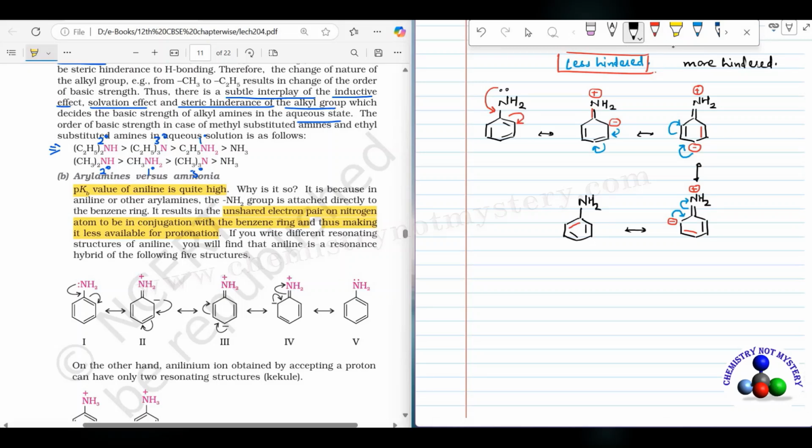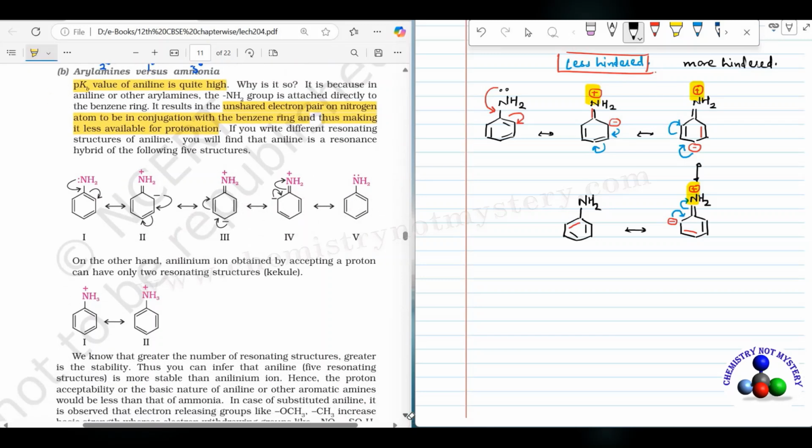So here in these resonating structures you can observe, in most of the resonating structures, nitrogen is devoid of electrons. Nitrogen has positive charge, meaning the lone pair of nitrogen is involved in the resonance of the benzene ring. So that's why the lone pair over nitrogen is less available for donation, or in other words, for protonation. That's why aniline is less basic as compared to ammonia.